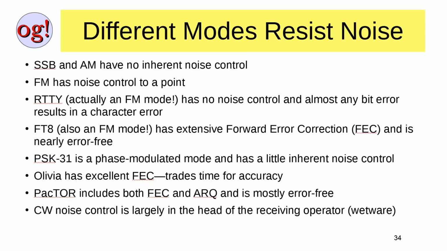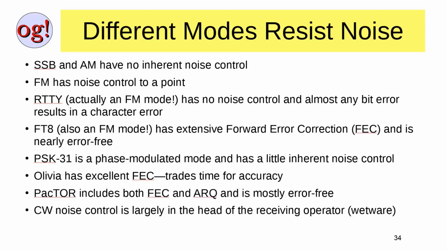PSK31 is a phase modulated mode, and that's somewhat similar to FM, and so it has a little inherent noise control. It's much better than RTTY at getting through in a noisy channel. Olivia is an example of another mode that is like PSK31 that has outstanding forward error correction. It trades time for accuracy. It takes a long time to send. It's free-form text, unlike FT8. It's free-form text and comes through very, very clearly.